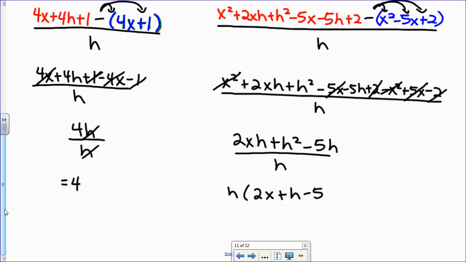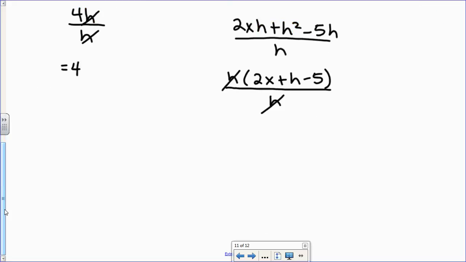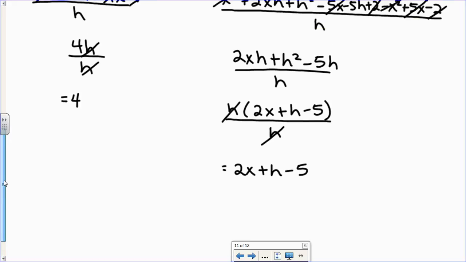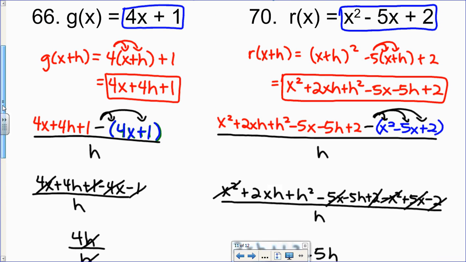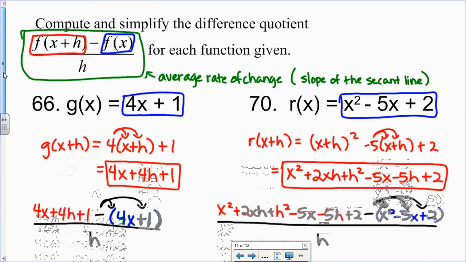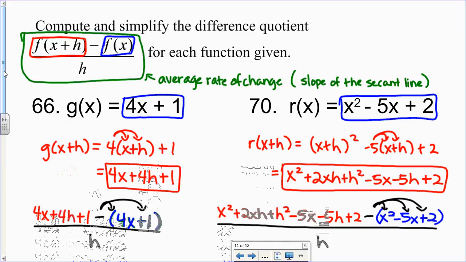Again, I don't really care about the order that you leave your answer. So I factored out an h and canceled it with the bottom. So I get 2x plus h minus 5. So I'll talk about what that means, but first, does everybody understand the algebra? Everybody okay with the calculation part here? Okay, multiplying it out, combining our like terms. They see where we plugged in for the formula here, how we plugged it in.